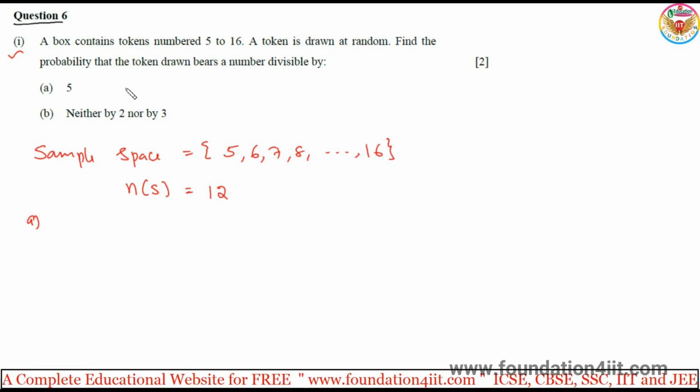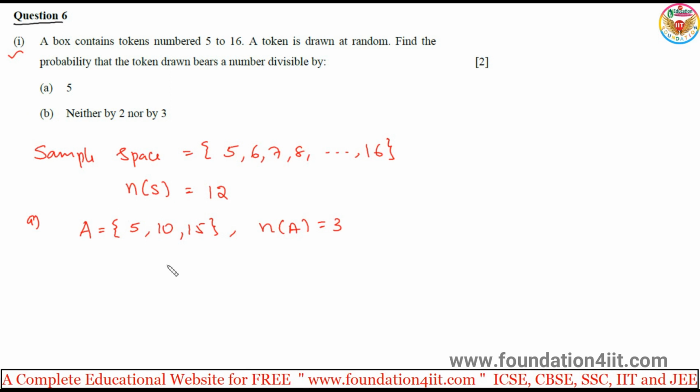event is the number is divisible by 5. So number is divisible by 5 means in this list 5 to 16, which numbers are divisible by 5, only 5, 10, 15, 3, right? That means n of A is equal to 3, right? Then we can find the probability of this event.